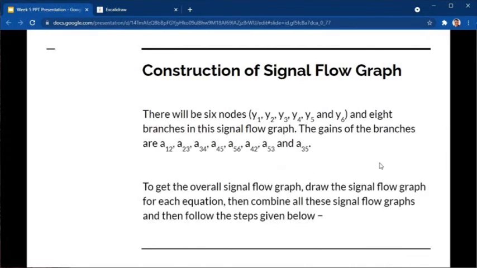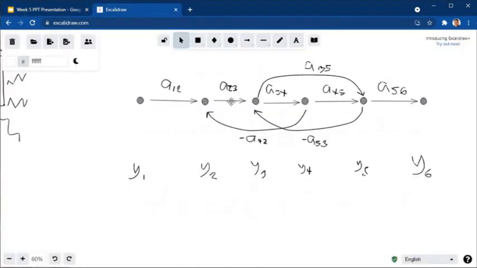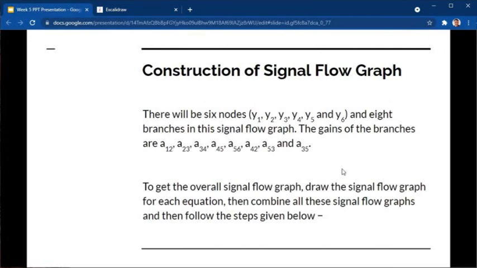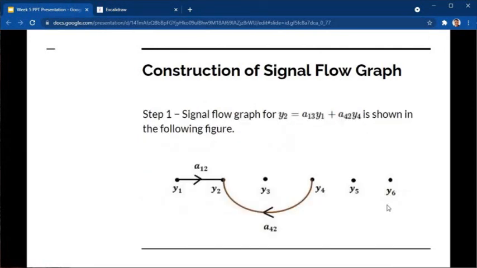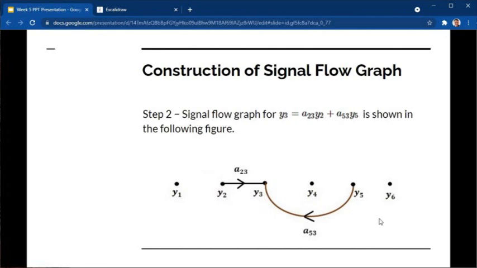There will be 6 nodes. We've already done it. There will be 6 nodes and 8 branches. So this is the step-by-step process as we've done.